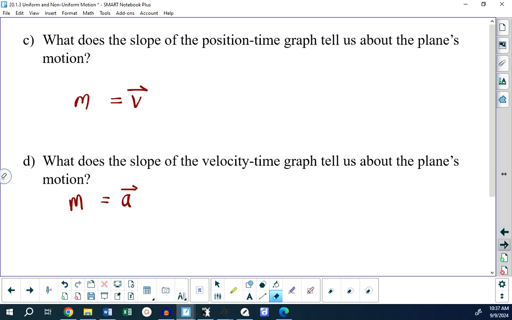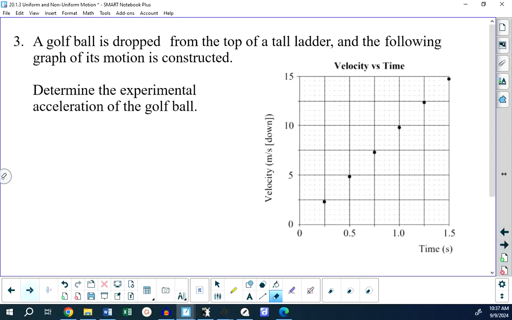All right, let's take a look at number 3. This is still under warm-up. A golf ball is dropped from the top of a tall ladder, and the following graph of its motion is constructed. So the velocity downward as a magnitude is given as a function of time. Determine the experimental acceleration of the golf ball.